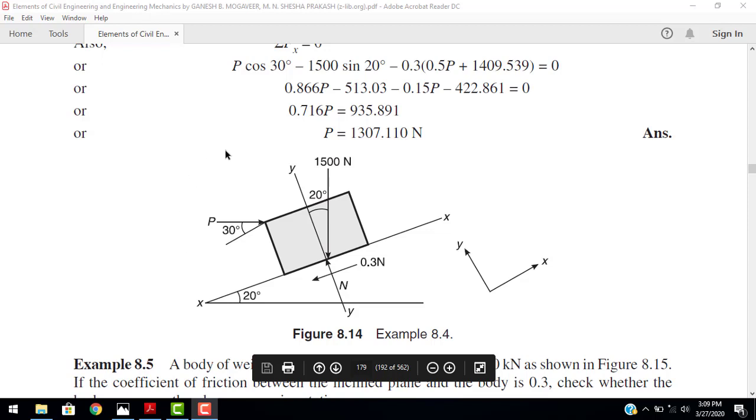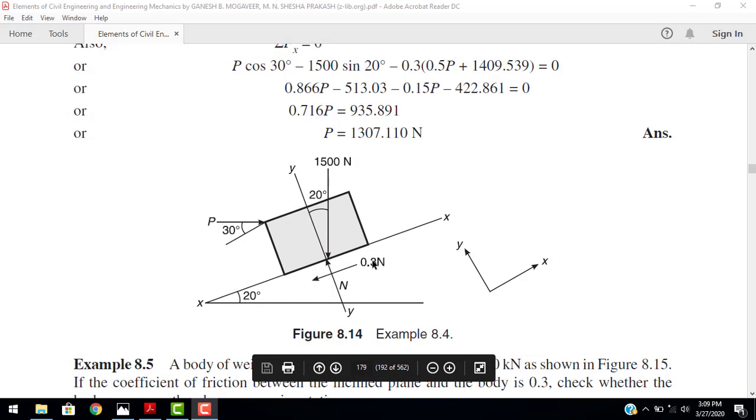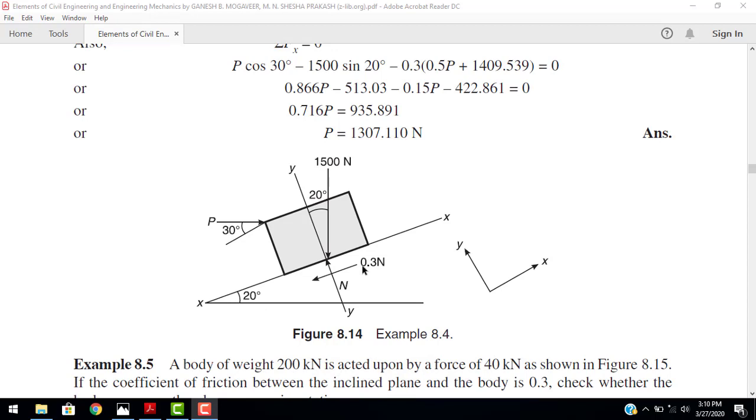Now let us consider the free body diagram of this figure. The inclined plane is considered as the x-axis and the perpendicular line we take as the y-axis. Here we have the self weight, which is acting at an angle of inclination of 20 degrees with respect to the vertical axis, and the applied force, inclined at an angle of 30 degrees to the x-axis, and the frictional force acting in the downward direction, which is equal to mu into N, that is 0.3 times N, and one more is the normal reaction, which is acting perpendicular to the plane.